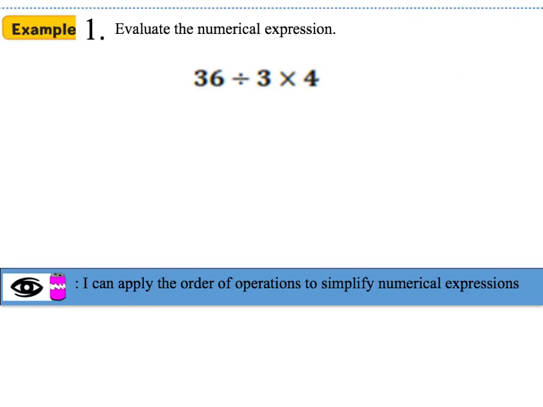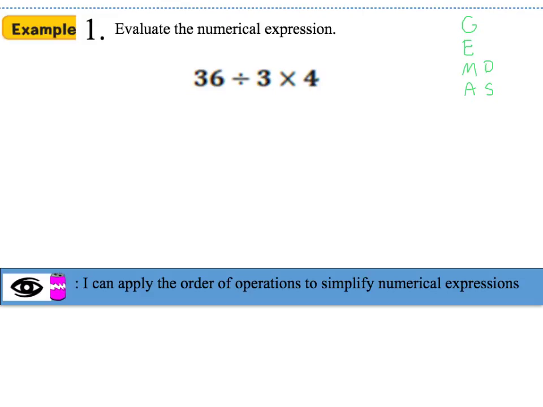So for example 1, they're asking us to evaluate the numerical expression. We know that this is a numerical expression because it has numbers and it has operation signs. So our job is to go ahead and evaluate it and simplify it using the order of operations. So what I'm going to do is I'm going to write G-E-M-D-A-S, and I'm going to use this to help me simplify this expression.